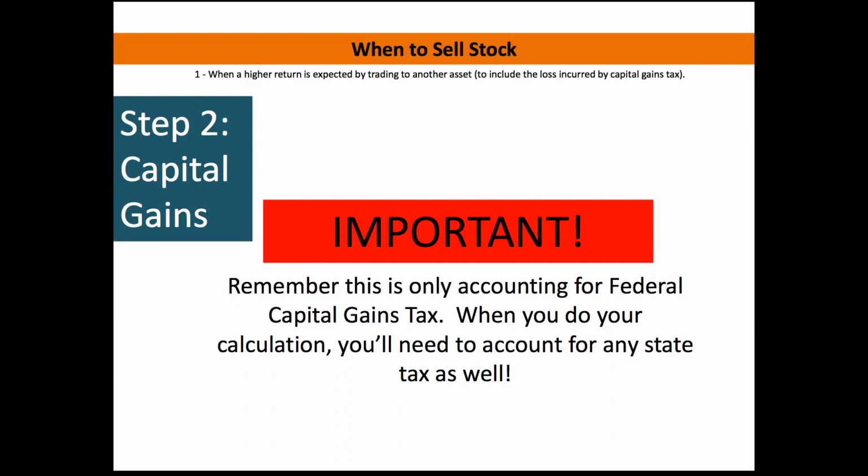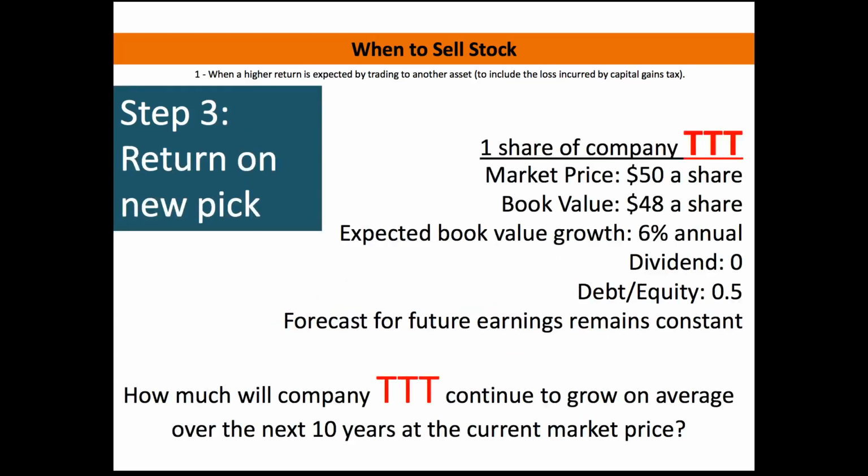So these are all considerations that you really got to make as you're looking at transferring from one asset to the next, that you're paying all this money in federal and state taxes before you do the math on how much it's going to grow. Okay, but just to keep things simple, we're just going to assume that we paid federal taxes and that's it, and that the rest of the money that remains, we're going to see what will happen if we put that money in the company TTT.